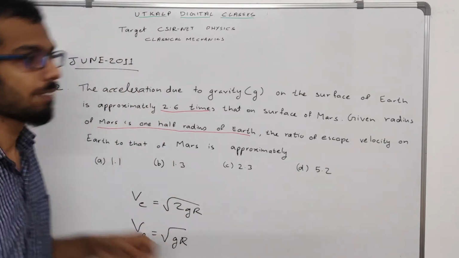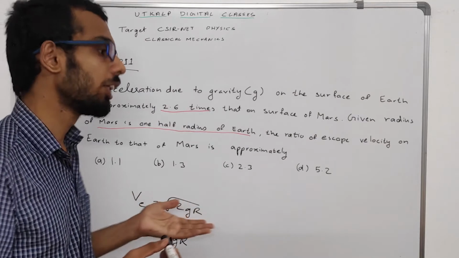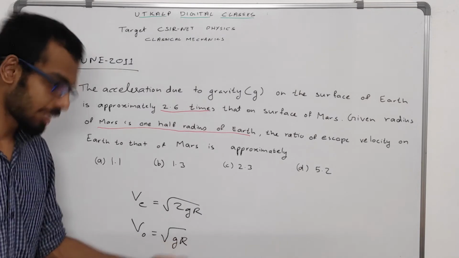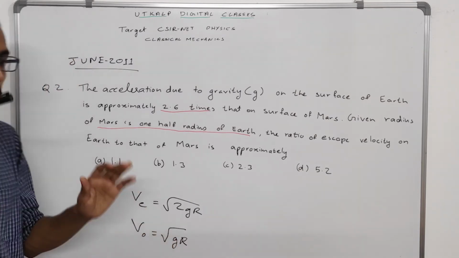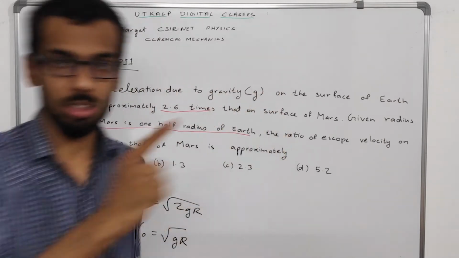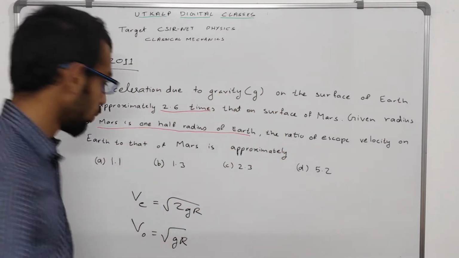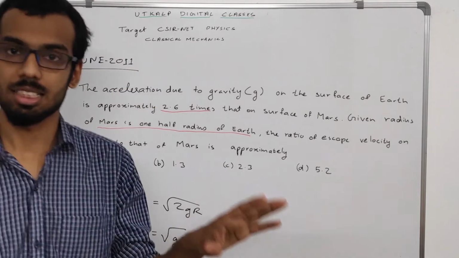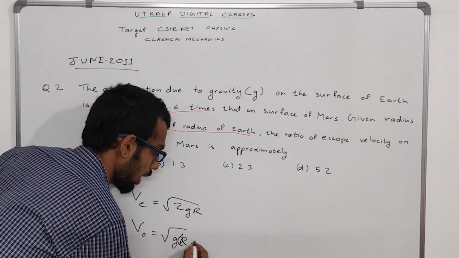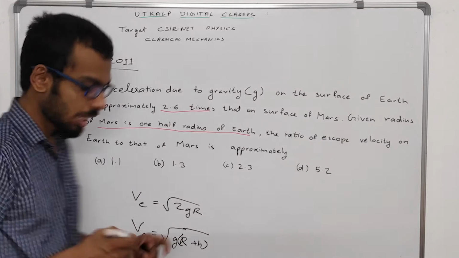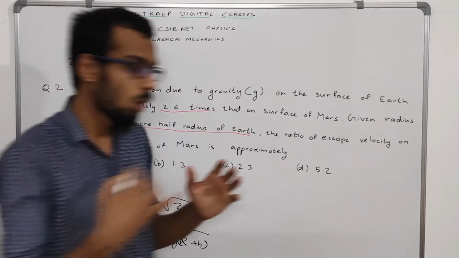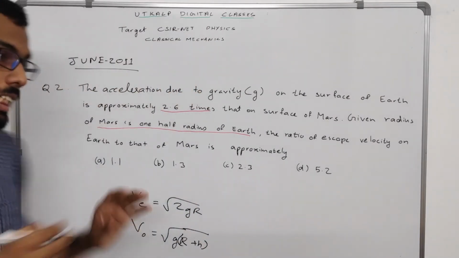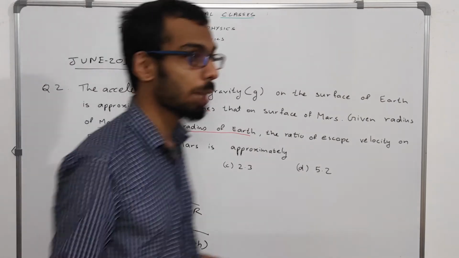Now, if I am at an altitude h, instead of this root of gR, and I throw a particle parallel to Earth with a velocity equal to root of g into R plus h, where R is the radius of Earth and h is the altitude, then that particle will orbit around Earth in a circular path. You get it?